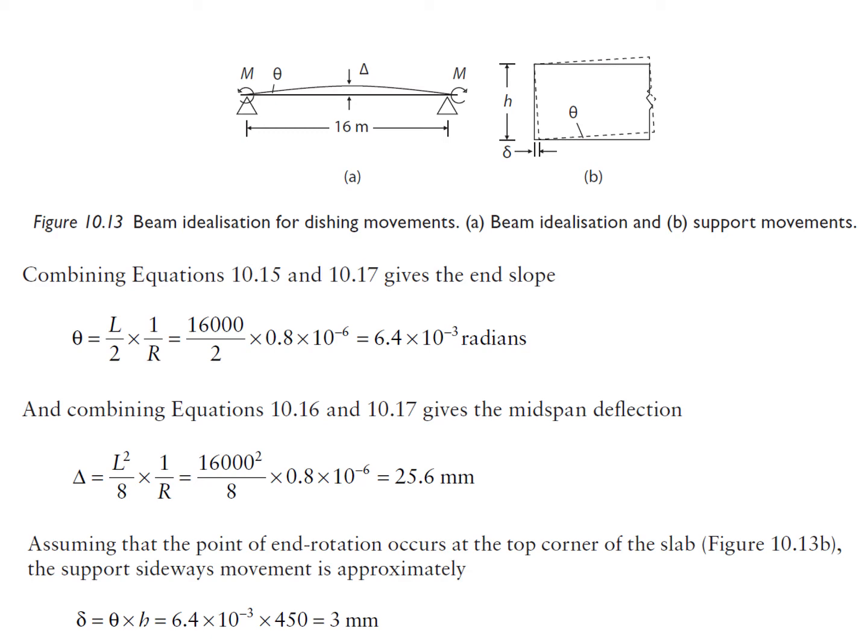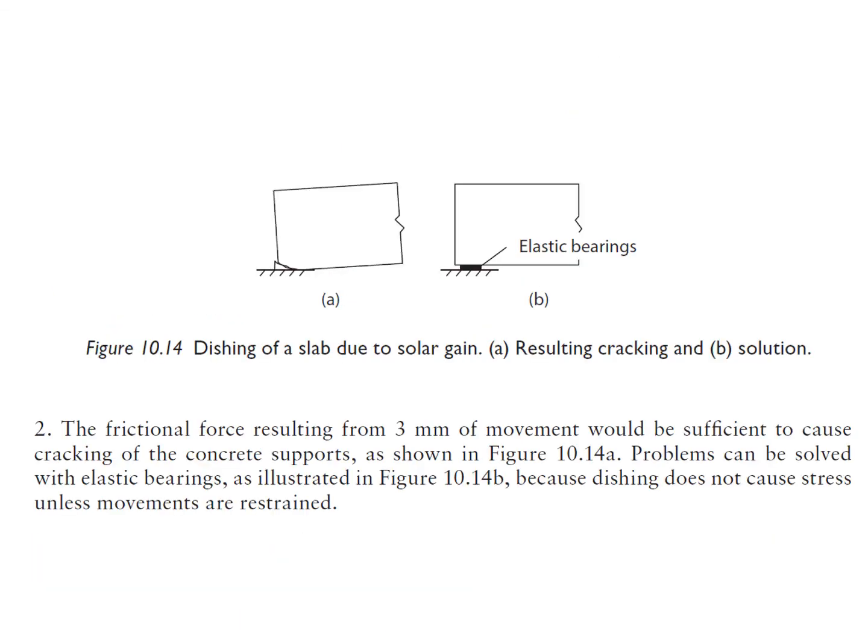Now, we also want to work out how much the ends of the beam are going to pull in due to that end rotation. We can work that out by multiplying the end rotation, which is in radians, by the depth of the section. That gives us an estimated end movement of 3 millimeters. That's the delta that you can see in 10.13b. So that 3 millimeters of movement would be sufficient to cause cracking of the concrete supports.